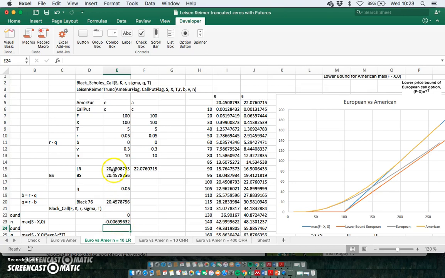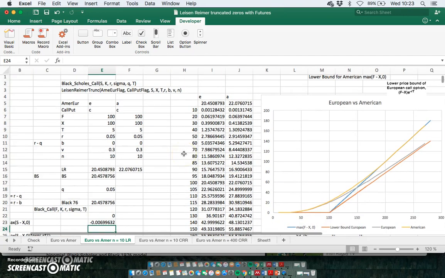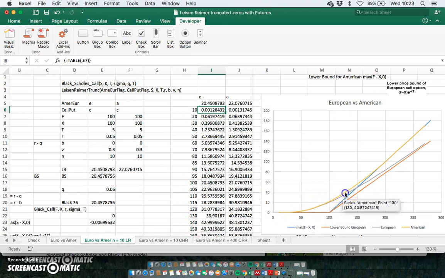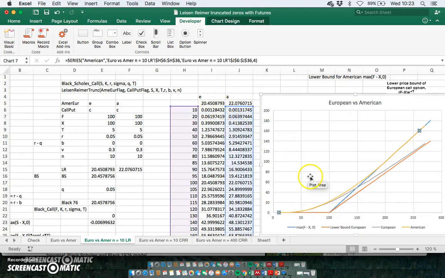Okay, so Leisen-Reimer using 10 steps in the binomial tree construction yields a level of accuracy that we would probably be content with for graphing and so on. So we run that estimate, and I ran a data table for different step sizes, and you can see for European and American specifications, the yellow here is the American parabola, the American time value for the option.